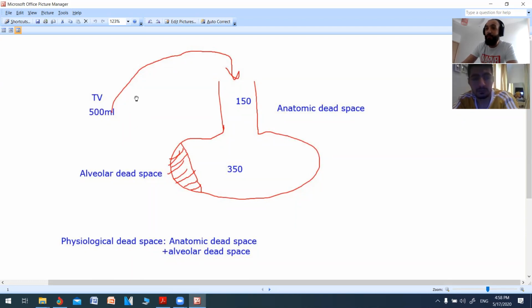Does all the tidal volume go into the alveoli? No. A part of it will remain in the anatomic dead space. Okay? So what is the ventilation volume? Is it the same as the tidal volume? No. So what is the ventilation volume? The ventilation volume is the volume that reaches the alveoli and makes ventilation. So what do you see here? What is the ventilation volume? 350 milliliters. So what is the anatomical dead space volume? The air that remains in the dead space. 150. Is it clear? Yes.